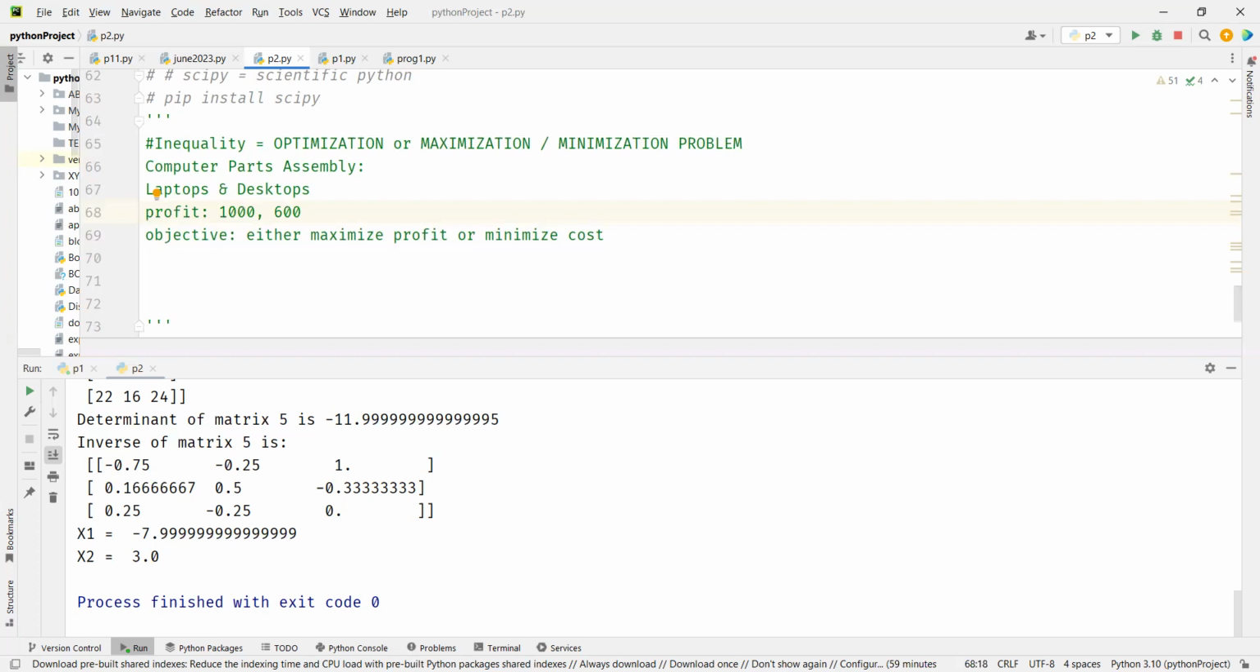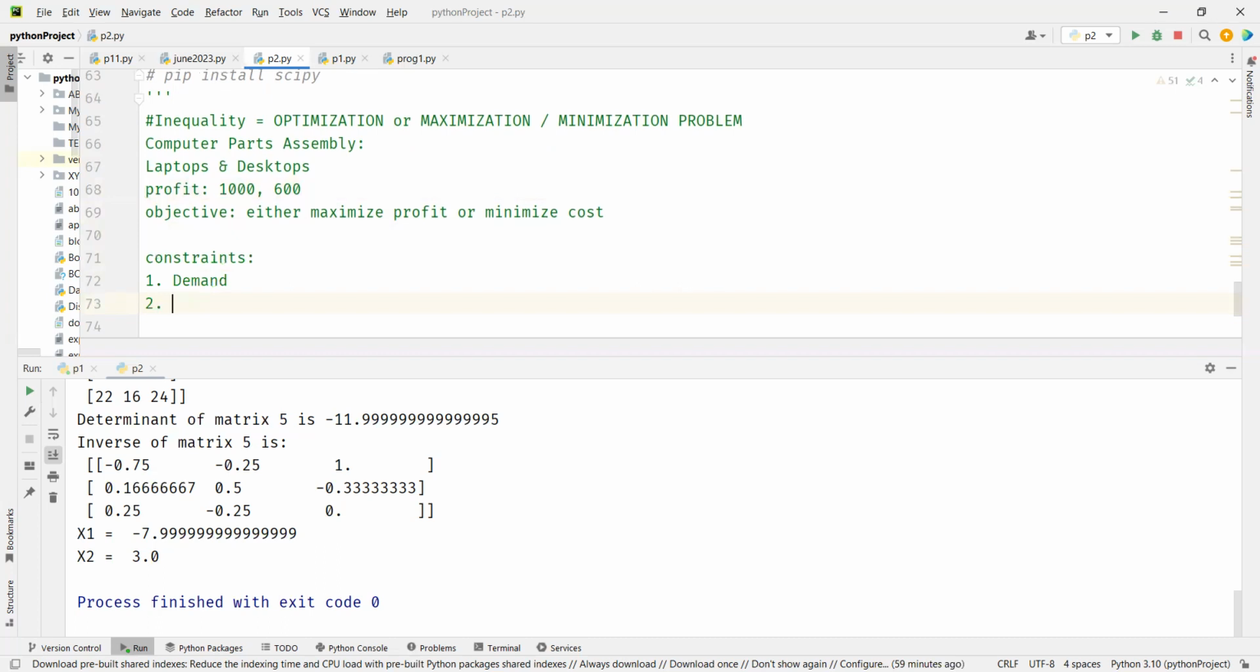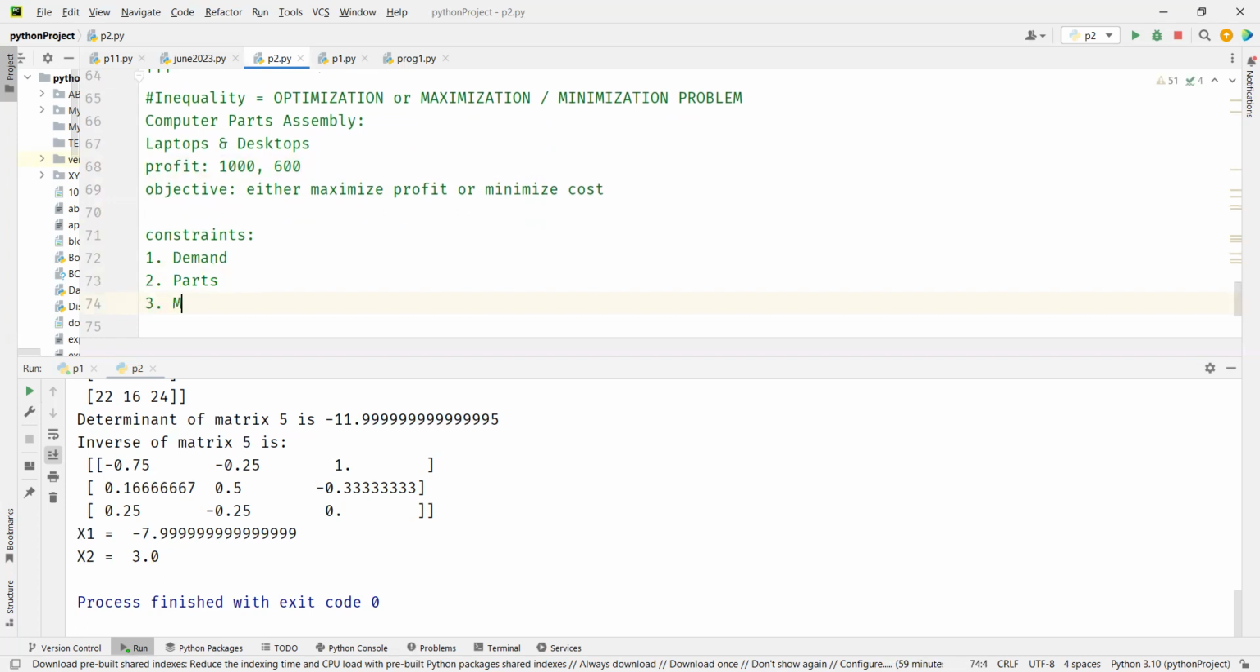Because you may not have demand for them, right? First thing is demand. There may not be that much demand. Then it could be that your parts are not available. Maybe manpower is not available, right? So there are a lot of constraints under which you have to operate your business. Business does not have unconstrained things.